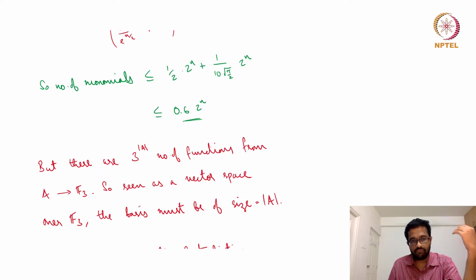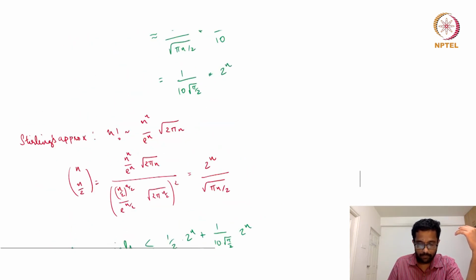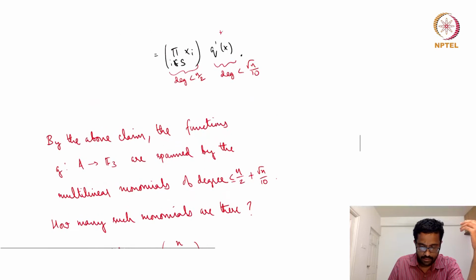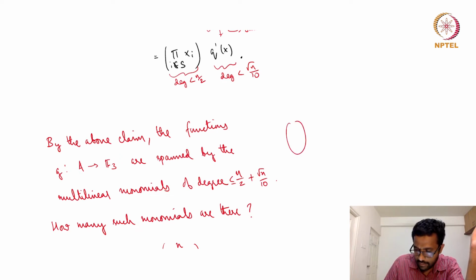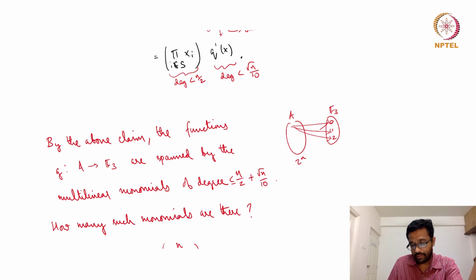Because each entry in A could be 0, 1 or 2. Each entry in A could be mapped to 0, 1 or 2. So there is a set A which has 2 power n elements, and then F3 which has 0, 1 or 2. Each one in the left hand side could be mapped to one of these. So it's 3 power the size of A.